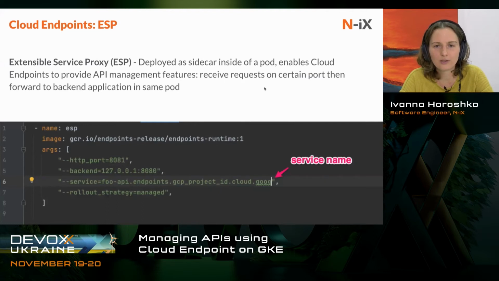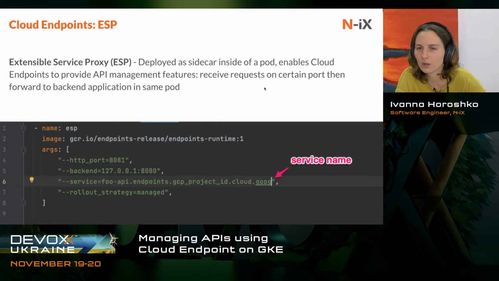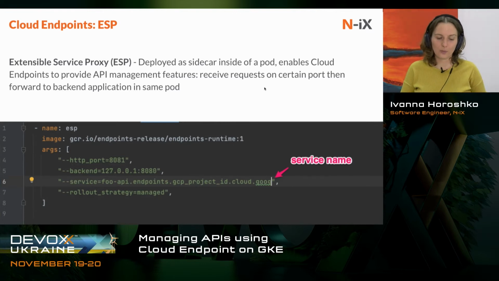It's deployed as a sidecar inside of a pod. Okay, I need to come back to Kubernetes pods a little bit. So your pod normally would contain only your application, so one Docker container. And that's kind of a best practice to put one application inside of one pod. But it's also normal to have your pod contain two containers.